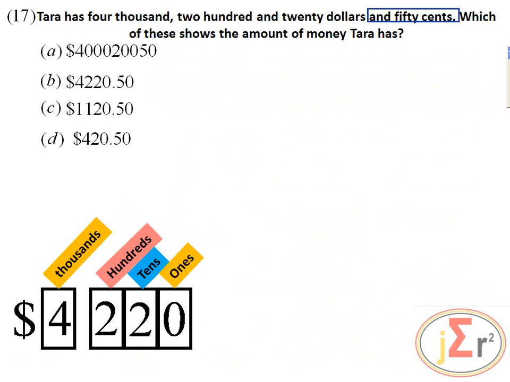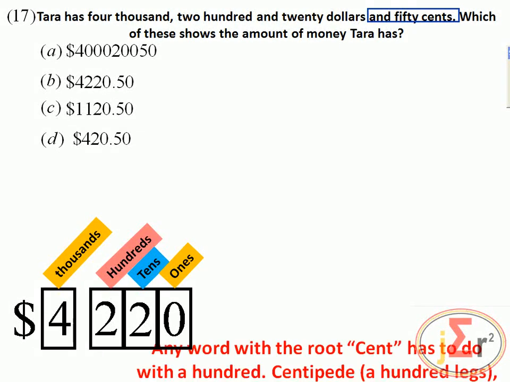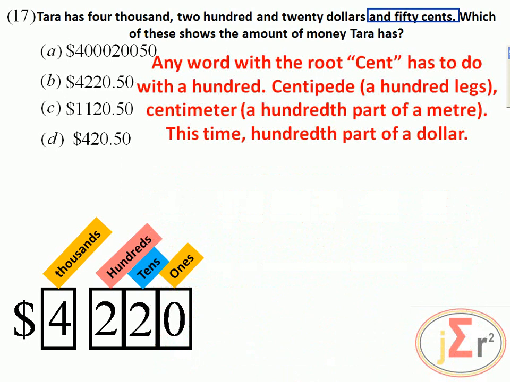And 50 cents. So in addition to all of those dollars that we have there, there is 50 cents. Any word that contains the root cent has to do with 100. Centipede, 100 legs. But I am sure if you stop a centipede in its track, you will discover that it does not really have 100 legs. So let me ask Jerry, how many legs does a centipede have? 40. Oh, so Jerry said that it has 40 legs.